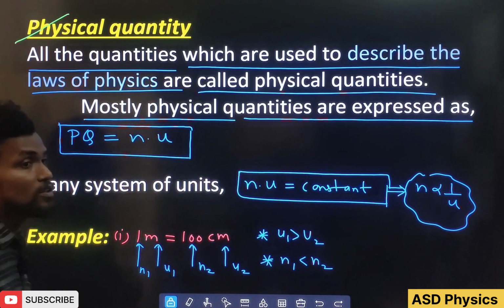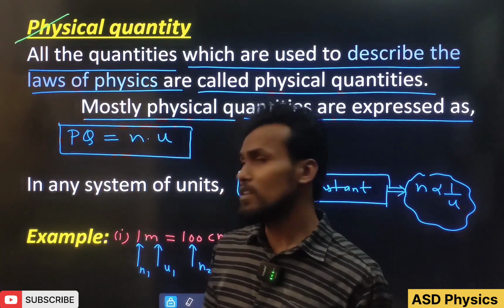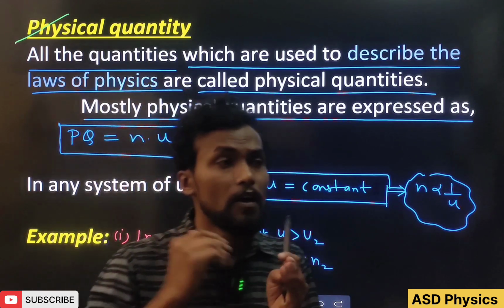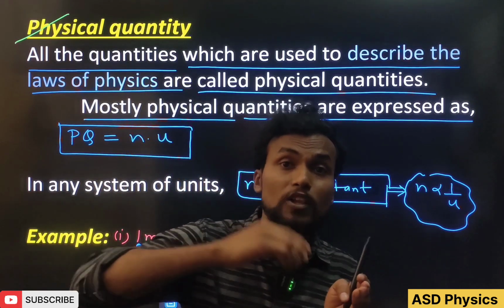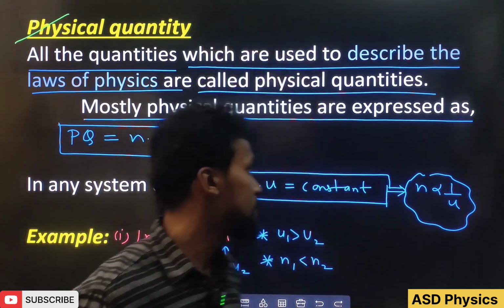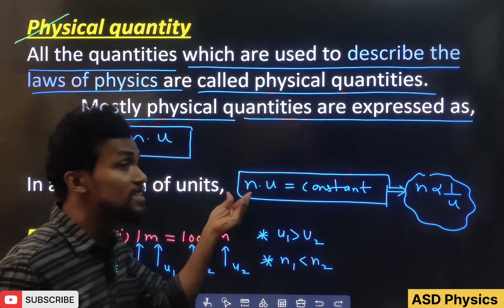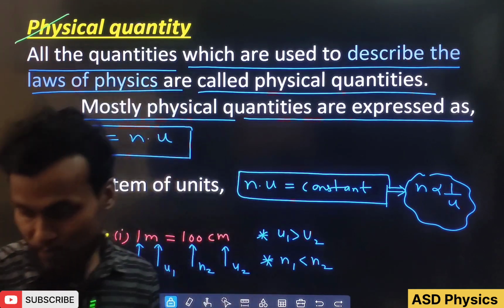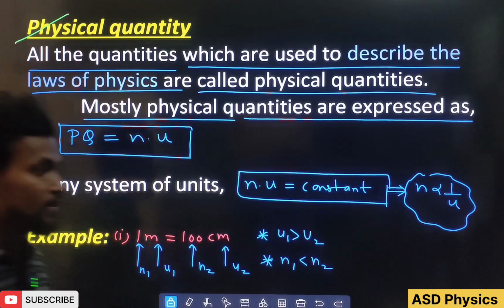Similarly, you can use it for 1 kilogram equal to 1000 gram, and 1 meter equal to 1000 millimeter. Okay, in all the places, when the unit gets smaller, the numerical value gets bigger. That's why I'm telling that here N into U will be a constant. N is the numerical value, and U is the unit. Okay, students. So after that we are going to move to the next one.